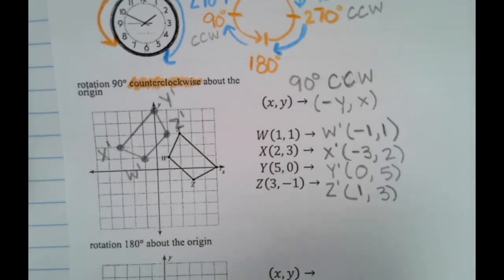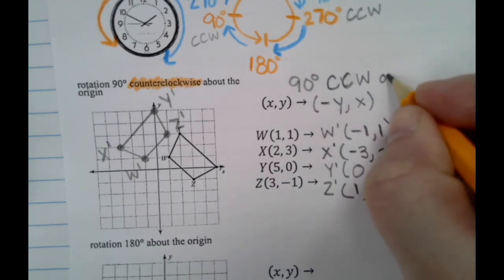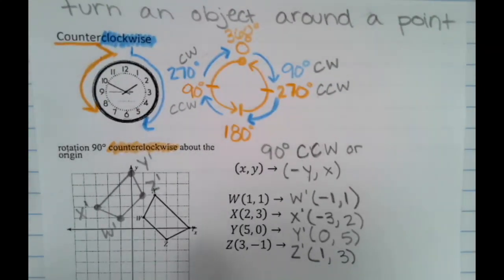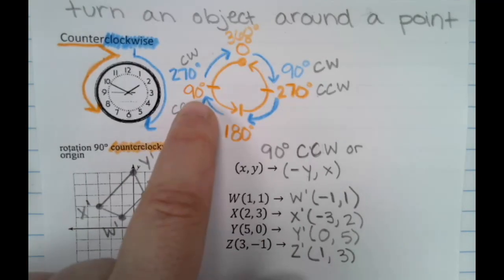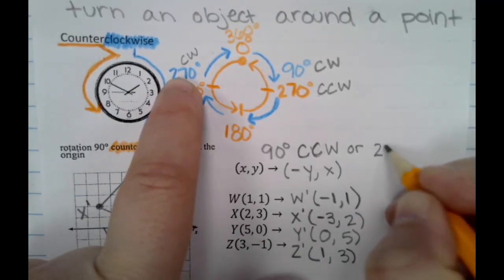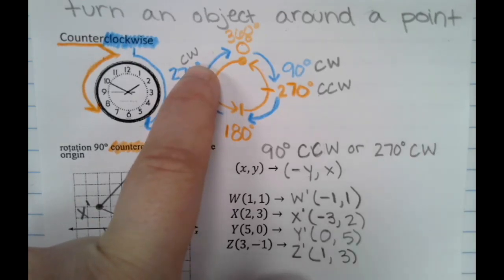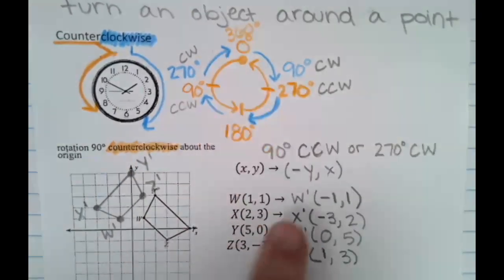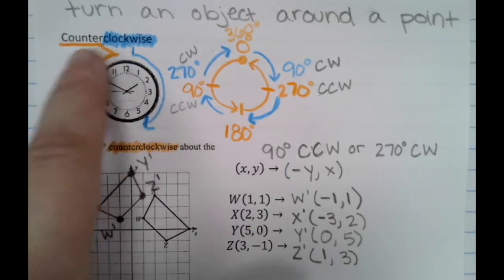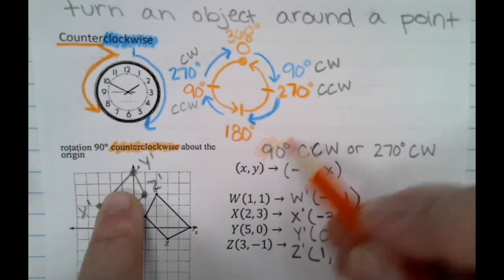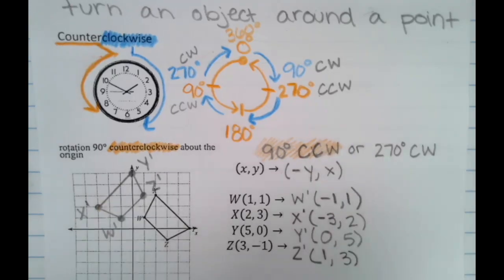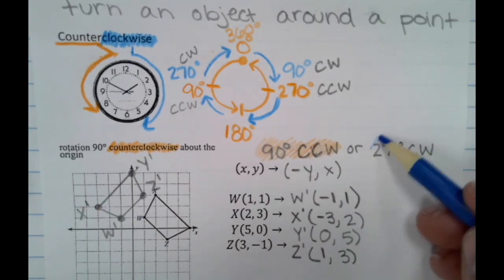All right, so our 90 degree counterclockwise is this rule, but what's the same thing as 90 degrees counterclockwise? This 90 degrees is counterclockwise. 270, but it would be 270 degrees what part? Clockwise. Okay, so if you want to color-code this part, 90 degrees was my counterclockwise, and 270 degrees clockwise.